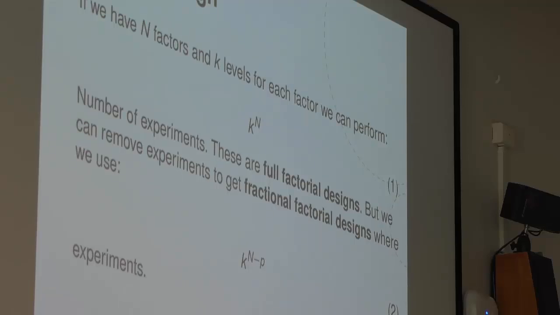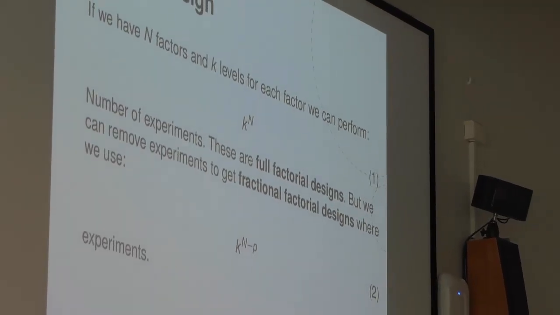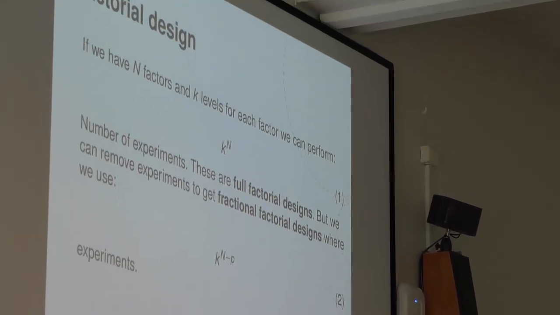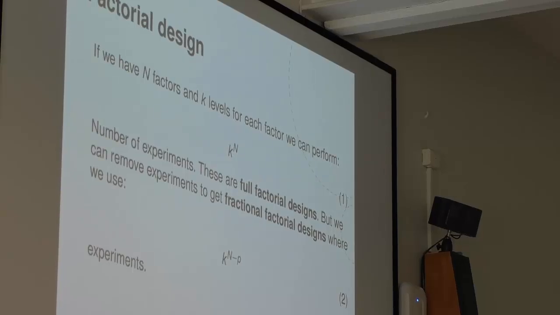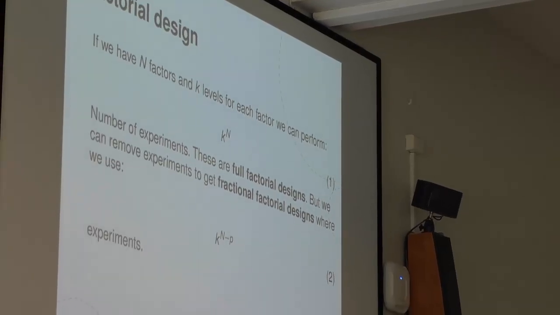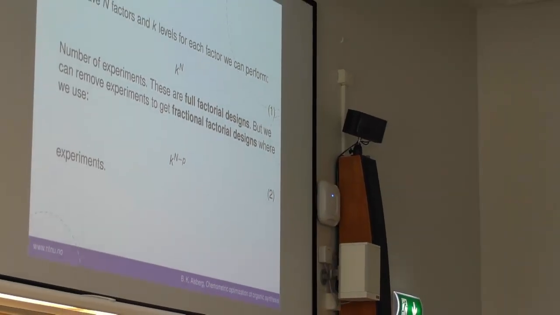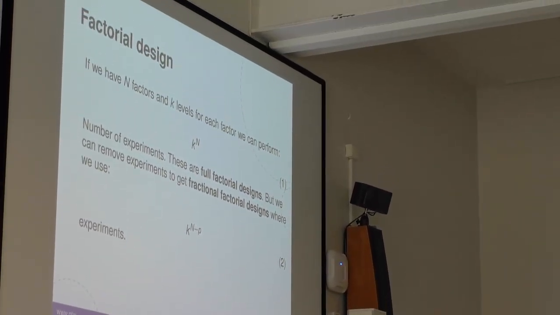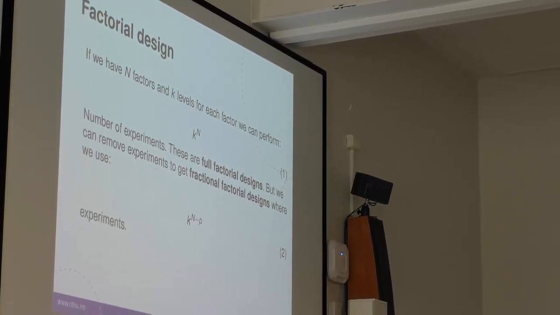Okay, so that leads us to something called factorial designs. I'm not going to spend much time on it, just mention that this is what we call these types of designs. So assuming that we have k levels for each of the n factors, we have k to the n experiments we could theoretically perform. And as you can see, this increases very rapidly. So these full factorial designs, even when k is equal to 2, which is the most common, at least in the beginning, increase rapidly.